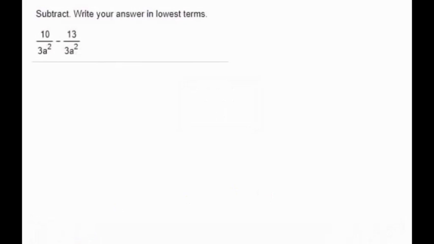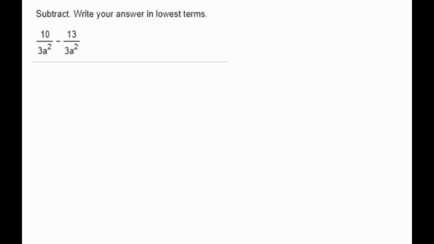Okay, so this video is about section 6.2, adding and subtracting rational expressions. Basically, the idea is we're going to combine these two rational expressions. When we combine rational expressions, the first thing we have to do is make sure that we have a least common denominator. In this case, we just so happen to have a common denominator of 3a squared.